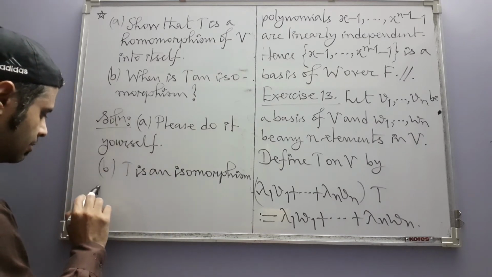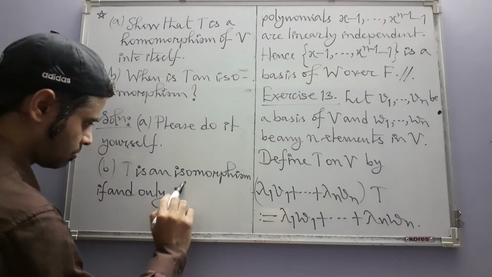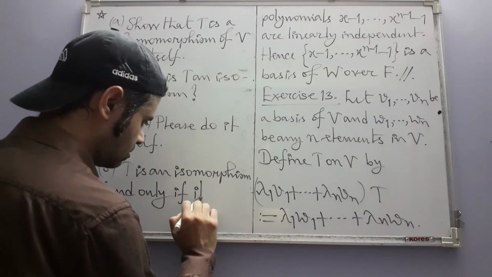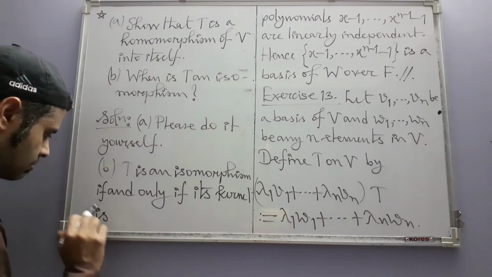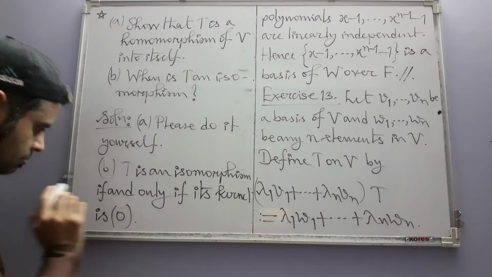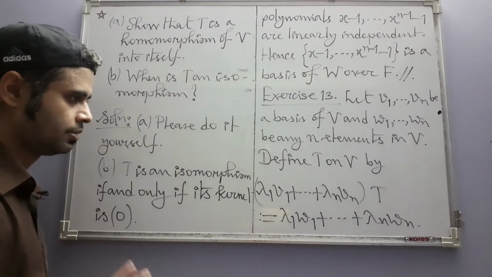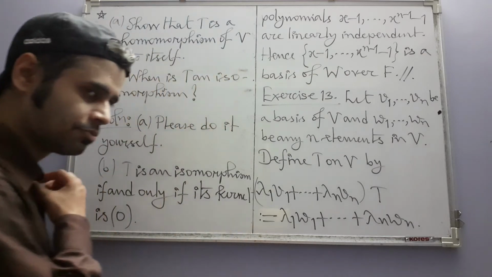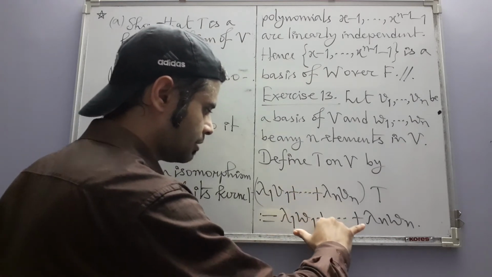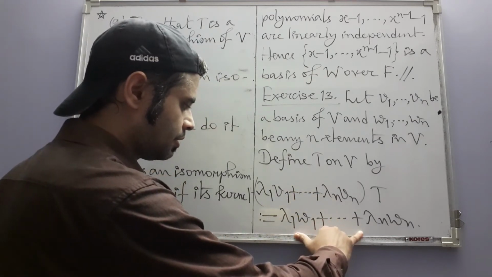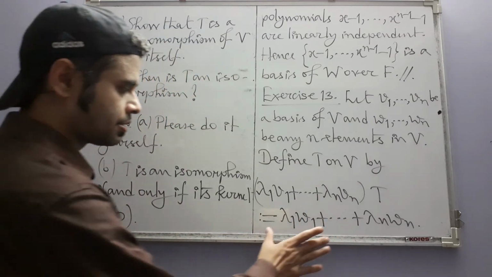T is an isomorphism if and only if its kernel is the zero subspace of V. Now, kernel becoming the zero subspace of V means what? Let's just think about it for a moment. If this is your input, then this is your output. Now, for this input to be in the kernel, this output must be 0.